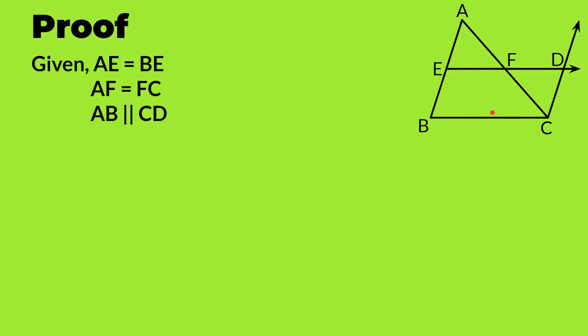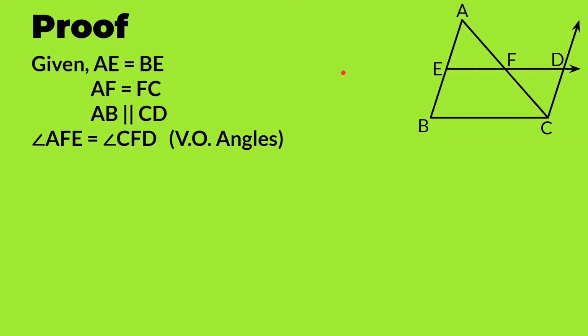Now let's write our first statement. Angle AFE, that is this angle, is equal to angle CFD, that is this angle. These both angles are equal since they are vertically opposite angles, that is they are formed by two lines intersecting and they are opposite to each other.